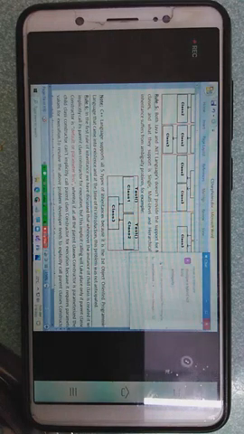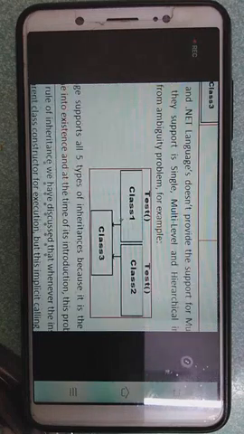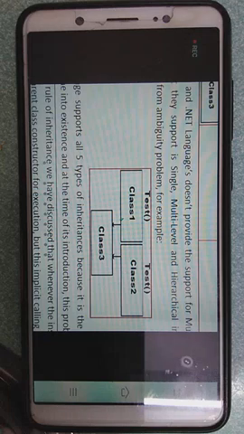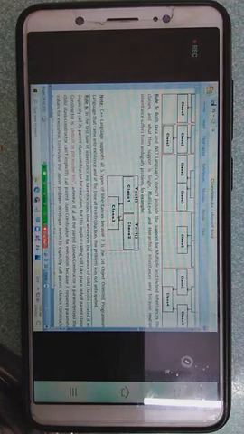Did you guys understand what is ambiguity, all of you? Okay, so this is what we call the ambiguity problem, which is not supported at all. So multiple inheritance is not supported in both Java and .NET languages through the classes. But you know one thing? C++ supports all the five.